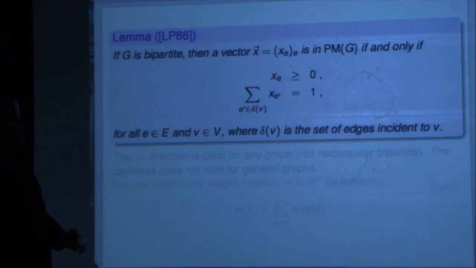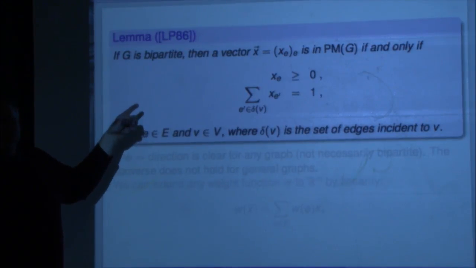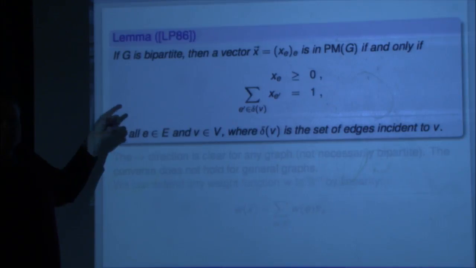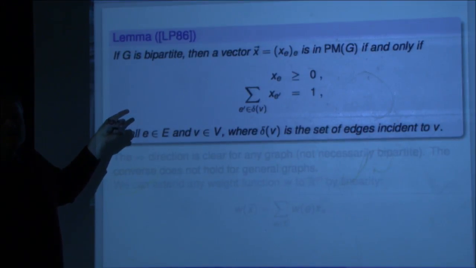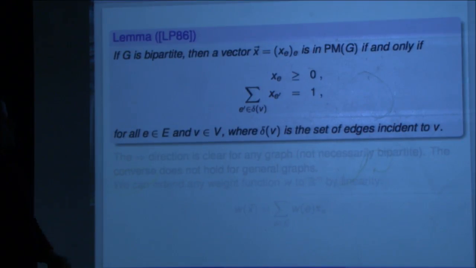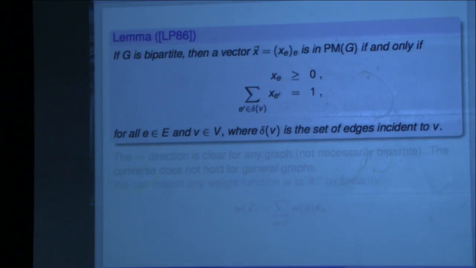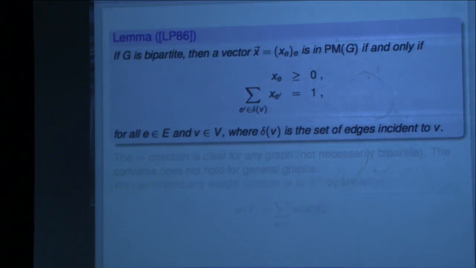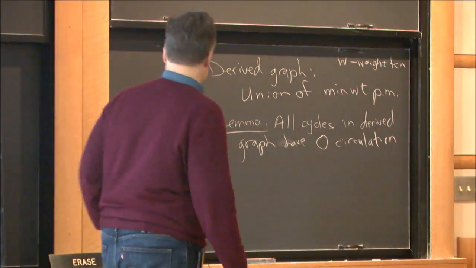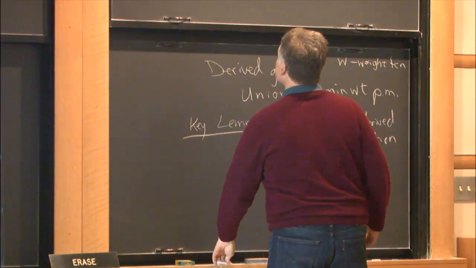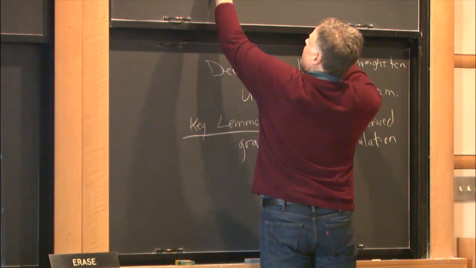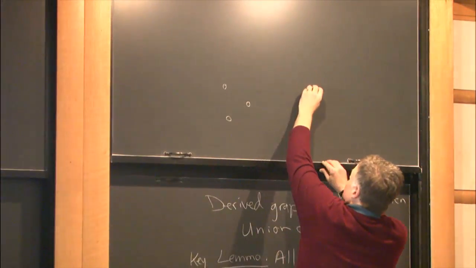In fact, this is a key reason why our algorithm doesn't work for general graphs, because we need this for bipartite. This only works for bipartite graphs. What about the lemma you're trying to prove? So the lemma I'm trying to prove also only works for bipartite graphs. In fact, I can give you a counterexample. Let me give you a counterexample of a non-bipartite graph.